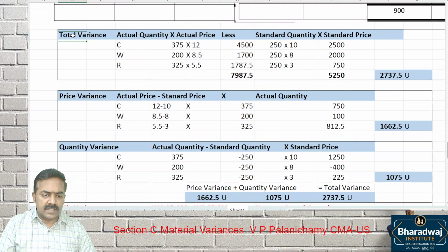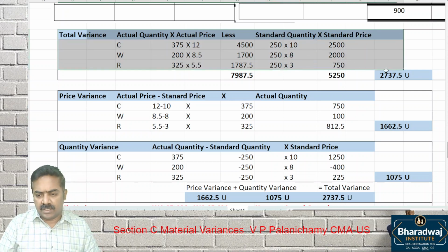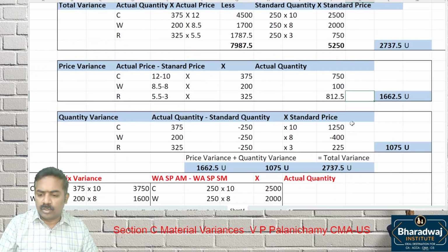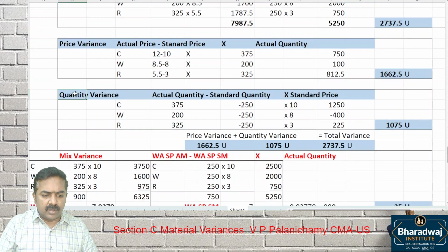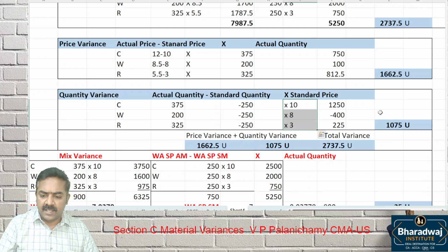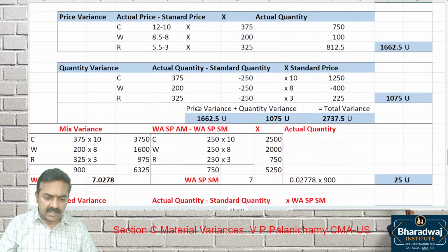Total variance is nothing but actual cost of material used minus standard cost of material to be used. It is unfavorable here. Because of price, what is the variance? See the actual and standard price difference into actual quantity. Both are unfavorable. Quantity variance is nothing but the difference between actual quantity used and standard quantity allowed into standard price. Because of quantity, this is a variance. Because of price, this is a variance. So total variance is this much that we reconciled.